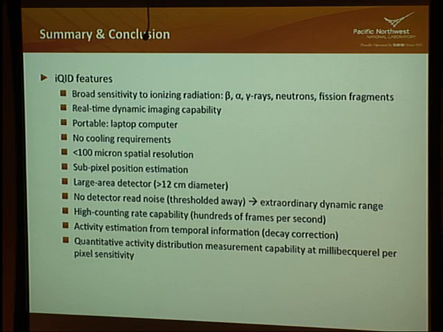So just to summarize some of the benefits and features of the iQID detector, it has been able to show a very broad sensitivity to ionizing radiation from beta particles, alpha particles, neutrons, and fission fragments. A really valuable feature has been the real-time dynamic imaging capability. We can put a tissue section down on the detector and immediately watch an image form in real time. It's a portable device that we can take, and that's been very useful in working with collaborators who are interested in having the detector and its remote capability.